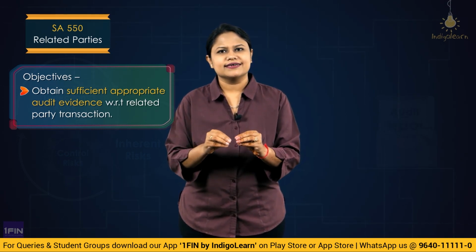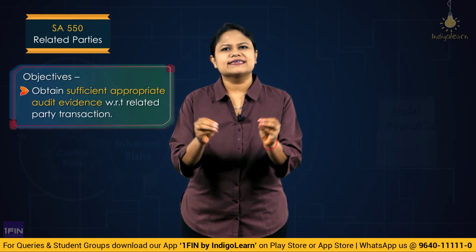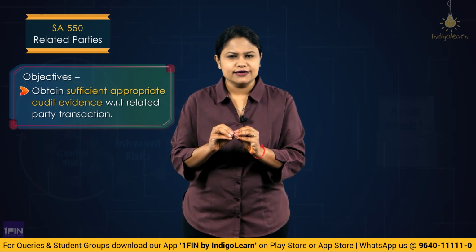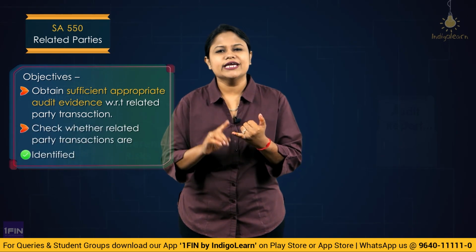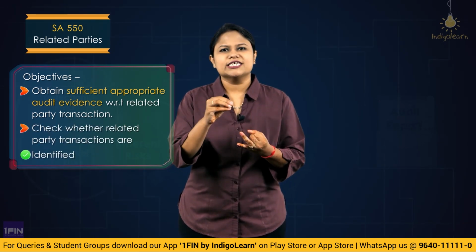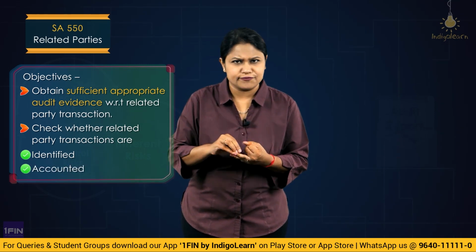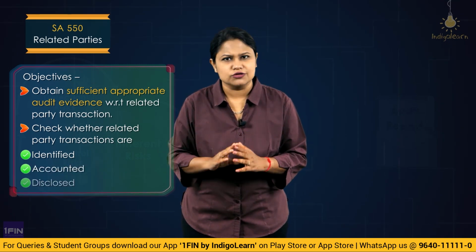So the basic idea is, in this entire standard, we will be understanding that it is the responsibility of the auditor to check whether every related party has been identified and if there has been a transaction with that related party, whether the transaction has been accounted for and whether it is properly disclosed.